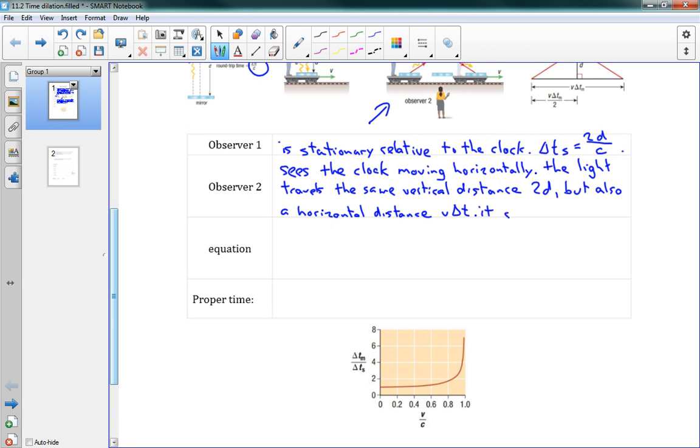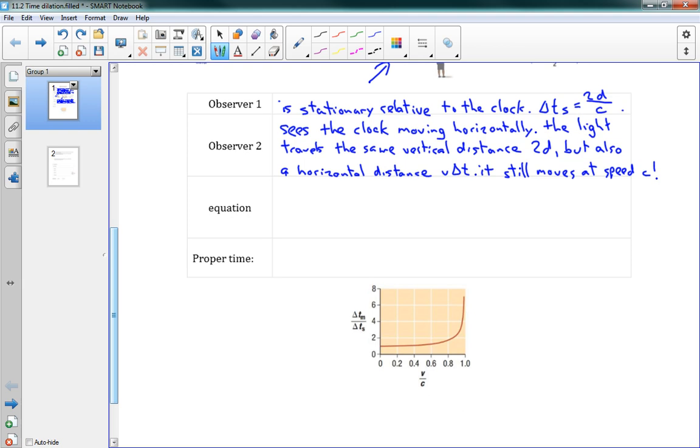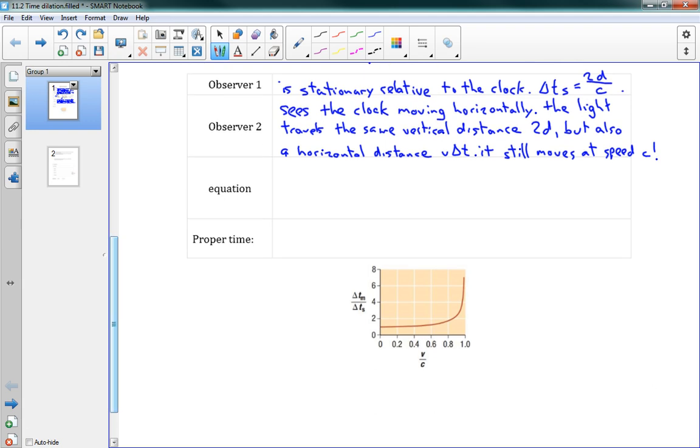And remember, the light still moves at speed c. It doesn't speed up or slow down, it's still moving at the same speed, but now it has a longer distance to travel. If it's moving the same speed, further distance, that means it must be taking more time to do that. Which is the whole result here, that it's taking more time from observer 2's perspective than observer 1's perspective. It means that time seems to be moving slower in observer 1's frame than in observer 2's.